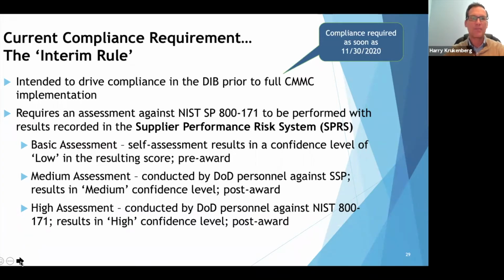the end of November. And it's essentially intended to drive compliance within the defense industrial base prior to full CMMC implementation. So you'll see later on, we'll show a timeline for CMMC rollout, and the government is adopting what is called a crawl, walk, run approach. CMMC will only appear in a handful of contracts this year, several more next year, and then full implementation is expected to take place by 2026.